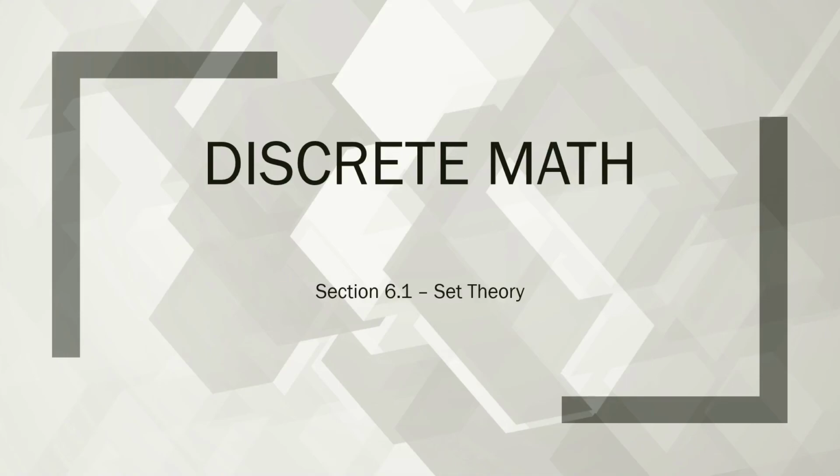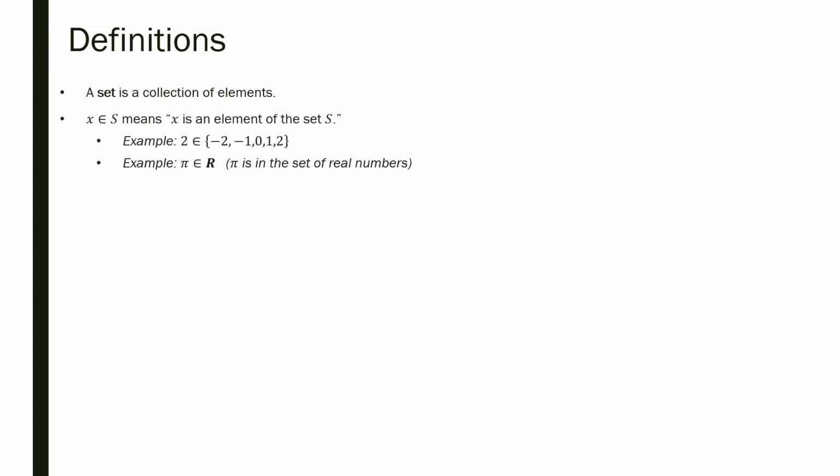We will be going over section 6.1. This is an introduction to set theory. I know we've talked a little bit about set theory already, so let's go ahead and refresh ourselves. A set is a collection of elements. It could be numbers, it could be dogs, it could be letters, it could be other sets. So a set is just a collection of objects.